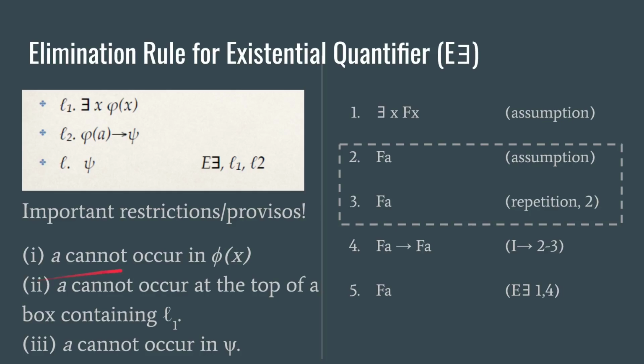Without that third proviso, we could reason like this. We could say there is a fish. Therefore, Anne is a fish. But that's just bad reasoning. So how do we get a proof of that, and how does that violate the third proviso? Notice we can use our arrow introduction rule. We assume Fa, and then we use our repetition rule to repeat Fa. That means Fa leads to Fa, so we can use the arrow introduction. Fa implies Fa.